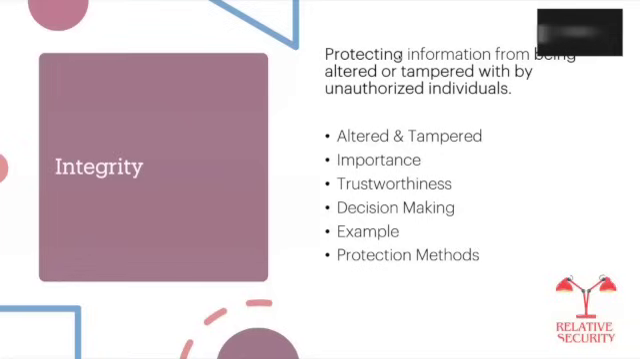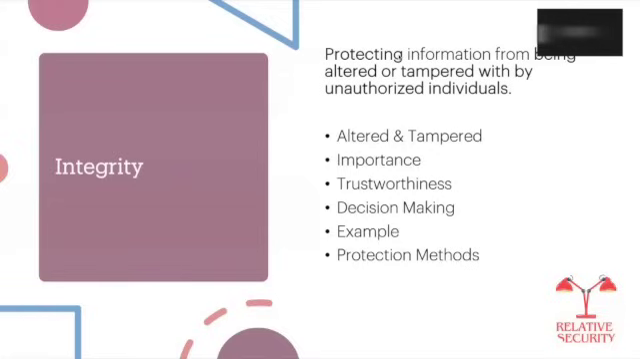Some examples of integrity violations would be, for example, if an unauthorized person gains access to a bank's database and changes the account balance of his own account from 500 to, let's say, 5,000 or 50,000, the integrity of the financial data is now compromised. Or for example, in the election system, if the votes are altered by an unauthorized entity, the integrity of the entire voting process will be compromised.